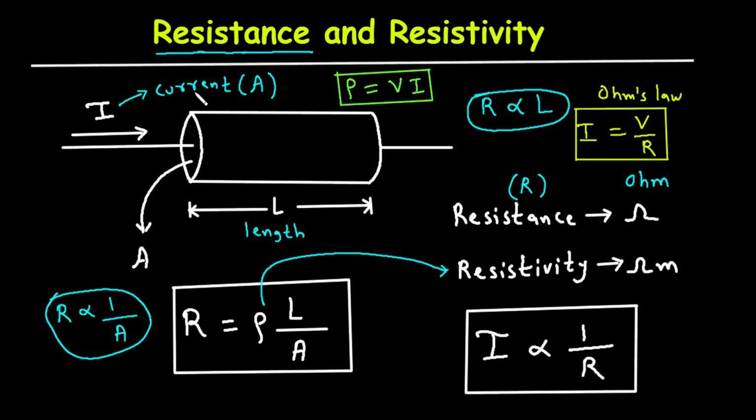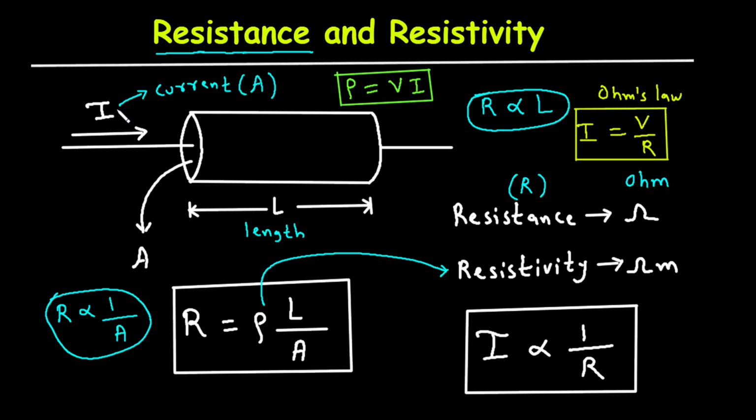Understanding current. Current, denoted as I, is the flow of electric charge through a conductor, such as a wire. It is measured in amperes, abbreviated as A. Imagine water flowing through a pipe. Electric current is similar, but instead of water, electric charges move through the conductor.